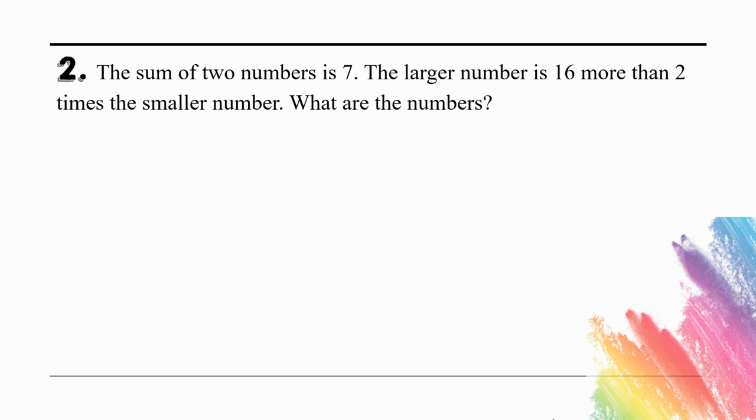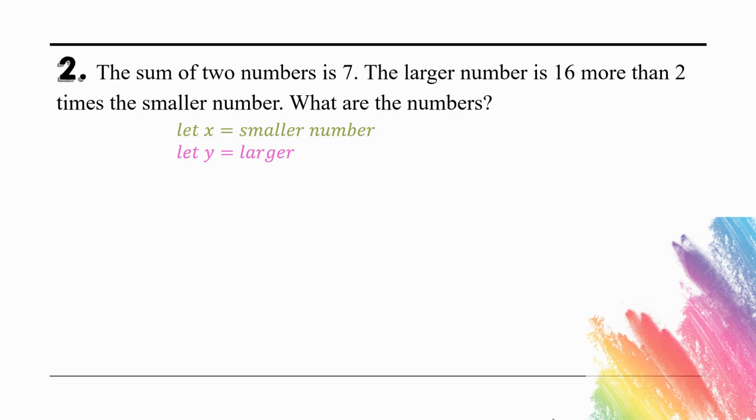Number 2. The sum of two numbers is 7. The larger number is 16 more than 2 times the smaller number. What are the numbers? So we're asked to find two different numbers. Let's let x equal the smaller number and let y equal the larger number.